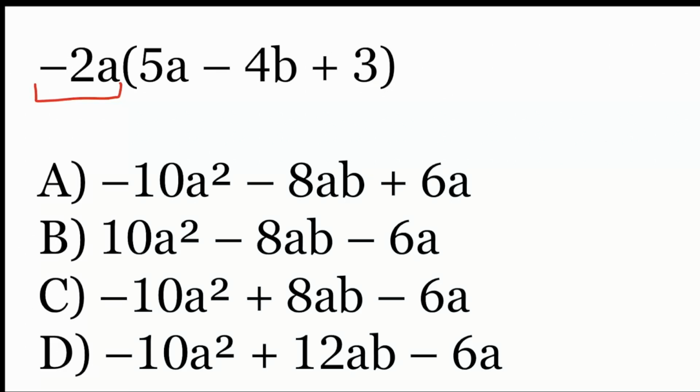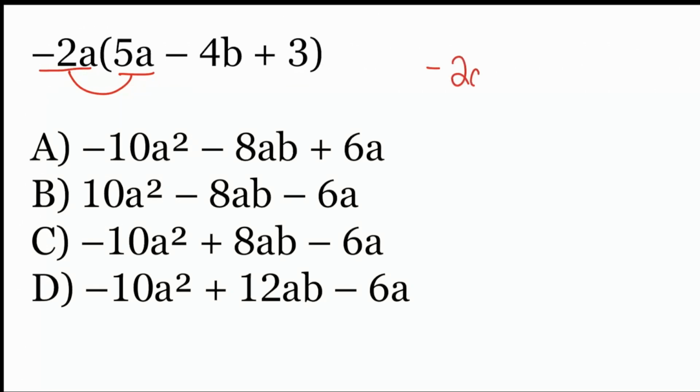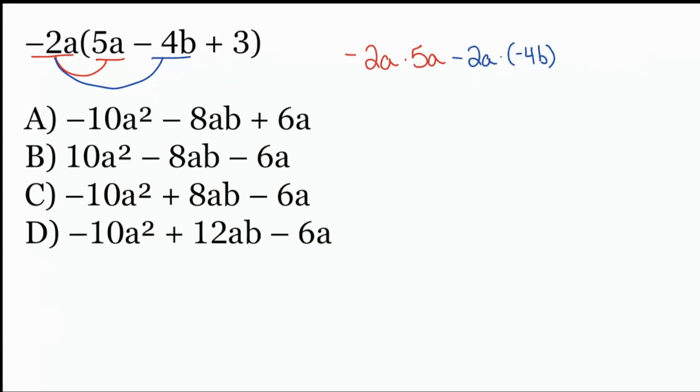So we're just going to take it one step at a time. So first things first, we'll have the negative 2a multiplied with the 5a. I'll write that down right over here. Negative 2a multiplied with 5a. Next up, I'll take blue here to multiply the negative 2a with the negative 4b. So I'll write minus 2a multiplied with negative 4b. I'll zoom out just a little more to give myself some more room. And then lastly, we have the negative 2a multiplied with the positive 3. So we have negative 2a times 3.